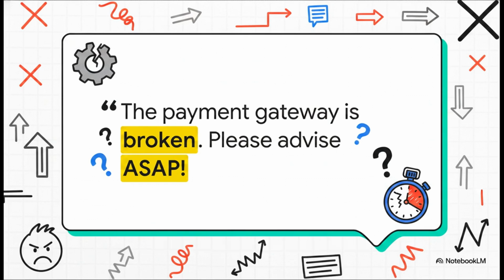Honestly, this is a nightmare. It has a complete lack of structure. It offers zero actionable data. The vendor has no idea what broken means, management has no clue about the financial impact, and the team, well, they're going to waste that dreaded 20 minutes just trying to figure out what the actual error code is.